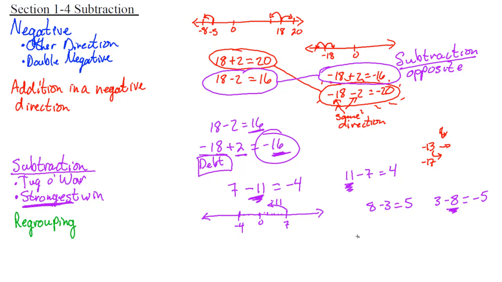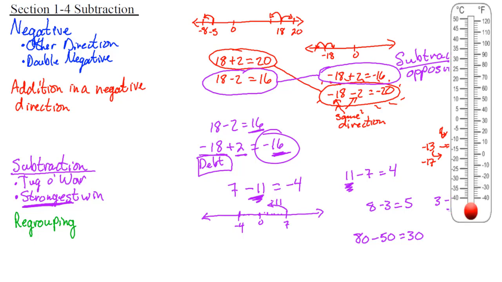Let's do something like 80 degrees minus 50 degrees. All right, so 80 minus 50, that's going to be 30 degrees. And let's bring up our thermometer. Let me see, where would that be? 80 degrees. We'll find one right here, 80 degrees. And we're going to subtract 50 degrees, and we're down here at 30 degrees.